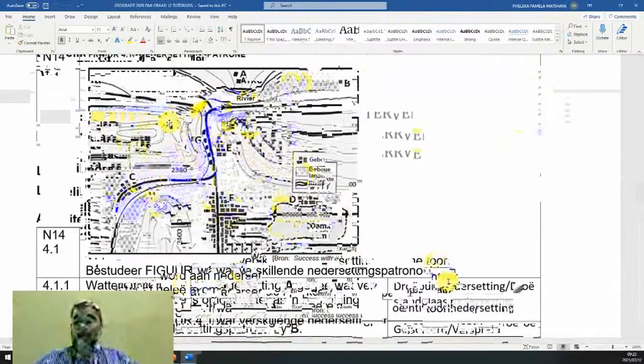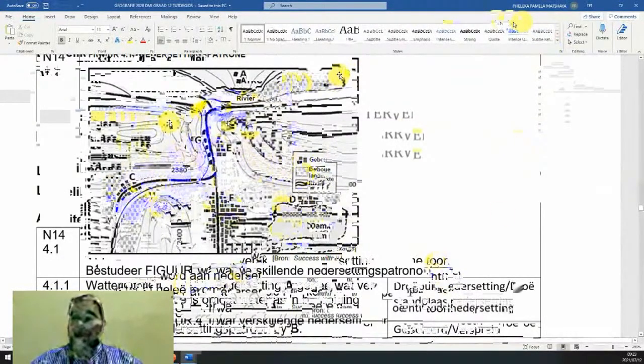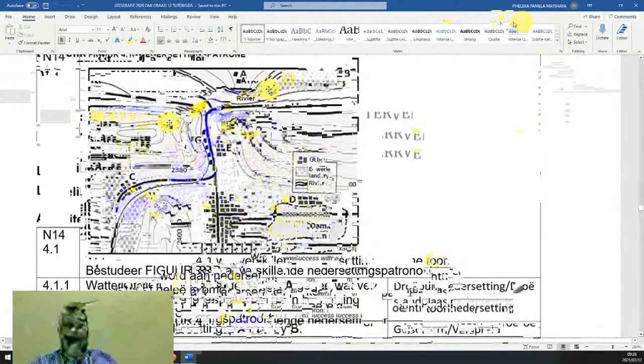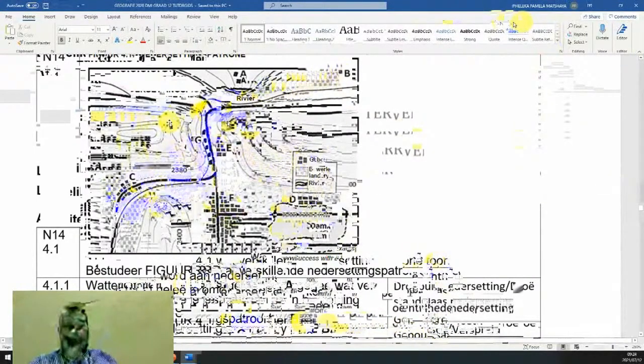Noem die nedersettingspatroon by B. Name the settlement pattern at B. Let's go to B. There it is. There's only one building. There's the next building. So look at the question: pattern. Name the settlement pattern at B. What did I tell you? When you see pattern, the answer is either going to be nucleated or dispersed. And in this case, it is definitely dispersed, because there's my one building, there's my next building. So it's isolated or dispersed.